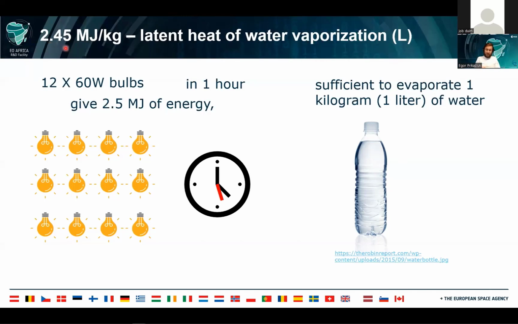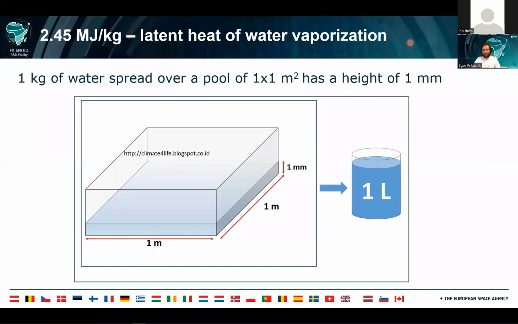And the number is called latent heat of water vaporization, and is denoted as lambda, Greek lambda, or as L. What you saw on the map that I showed in the beginning is that I use millimeters. I said that we need 1.5 millimeters of water extra to irrigate. And then I said it's the same as 1.5 liter. Yes, it is the same. So if we take this bottle of water and we put it into a pool with 1 meter by 1 meter sides, the height of water will be exactly 1 millimeter.